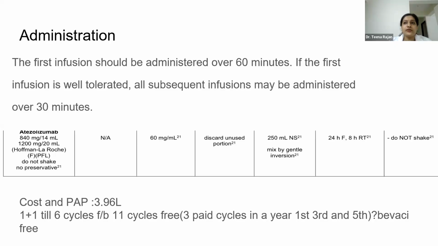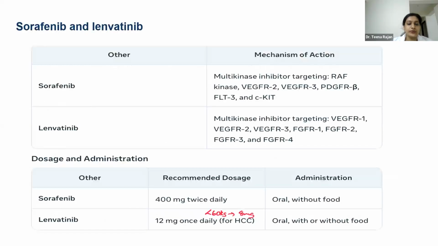For the first infusion, you can give it over around 60 minutes, and if there is no infusion reaction, you can speed up your subsequent infusions and finish them in 30 minutes. It's a very costly drug, approximately 3.96 lakhs, and there is a 1+1 assistance program, and also sometimes bevacizumab will be given free of cost. Now coming to the TKIs used in HCC, you have the age-old sorafenib.